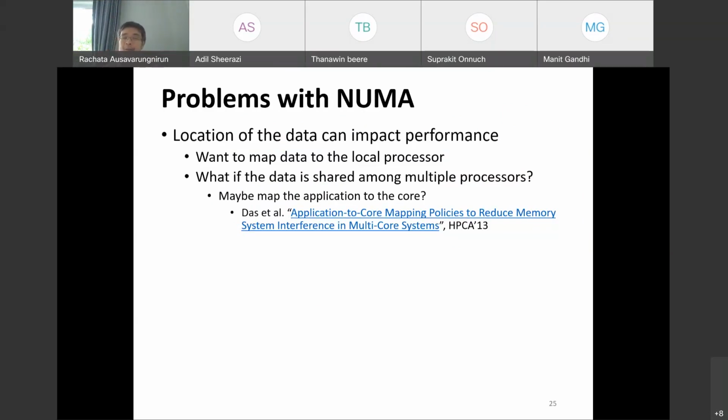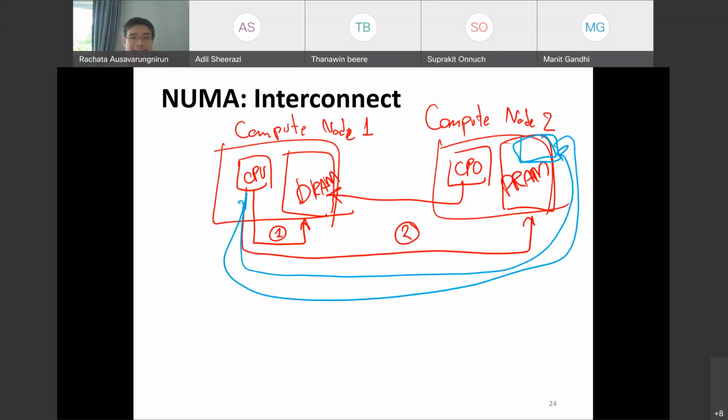Ideally, you want to map the data to the local processor, right? What if the data is shared among multiple processors? What if they're shared among 2 processors? So go back to this. Let's say this data is shared between this CPU and that CPU. Do you have a choice? Is there a best solution here? I mean, at some point, the first CPU has to access node 2's DRAM, right?